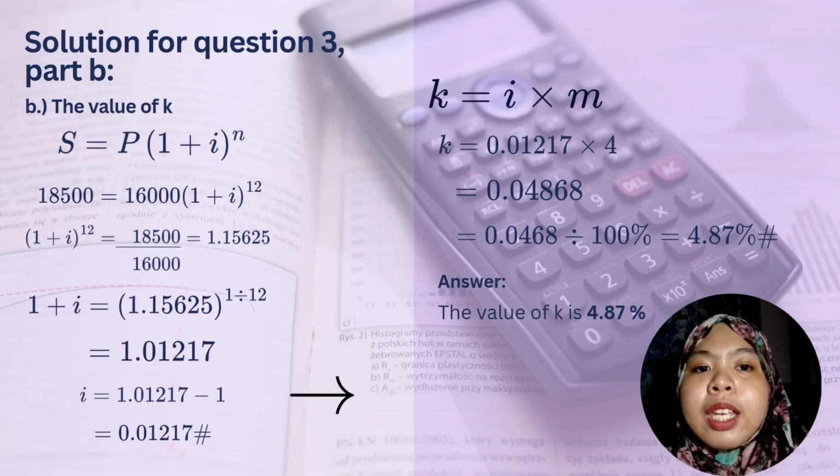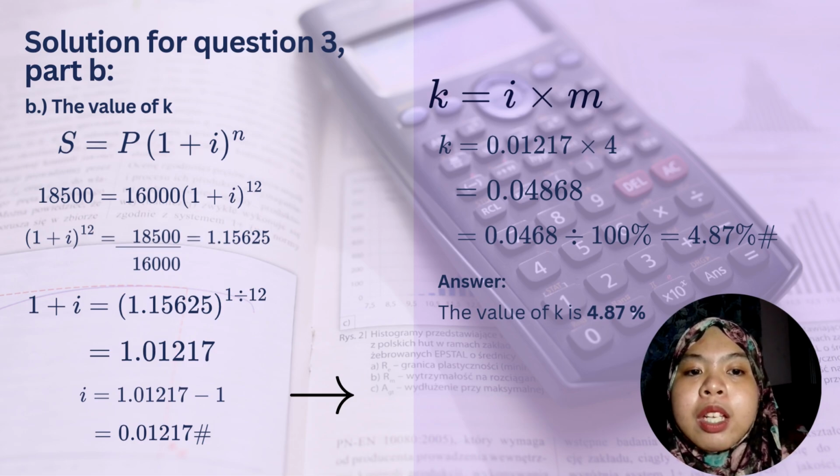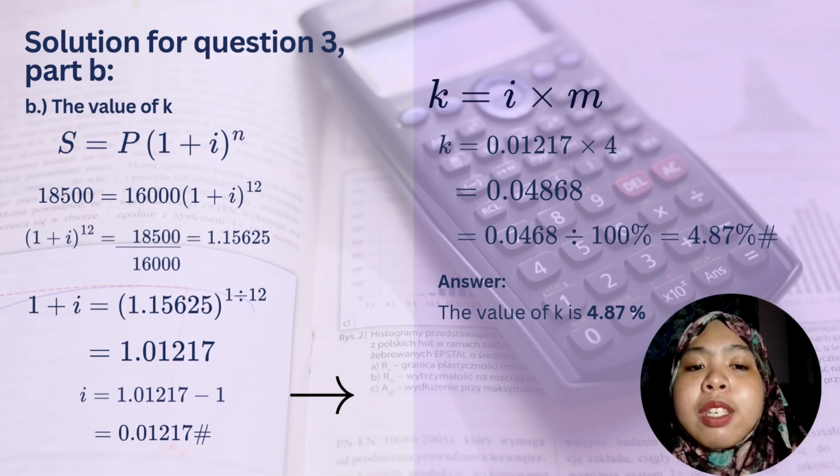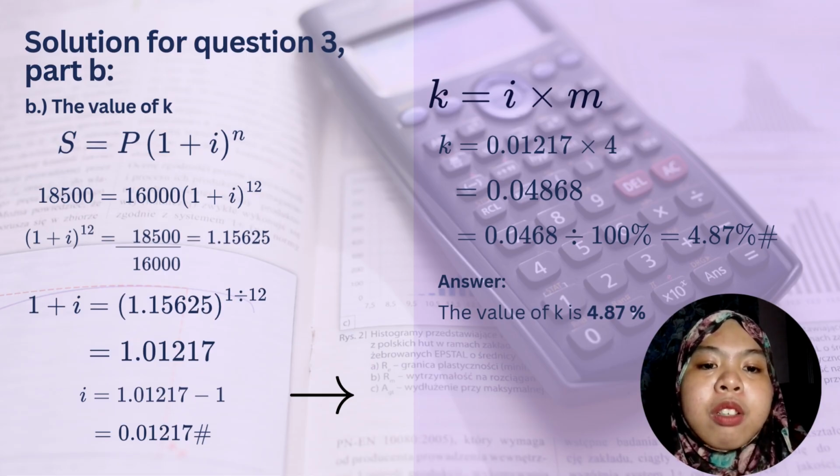Next, K is equal to i times m. K equals 0.01217 times 4 equals 0.04868, which as a percentage is 4.87%. And the answer for the value of K is 4.87%.